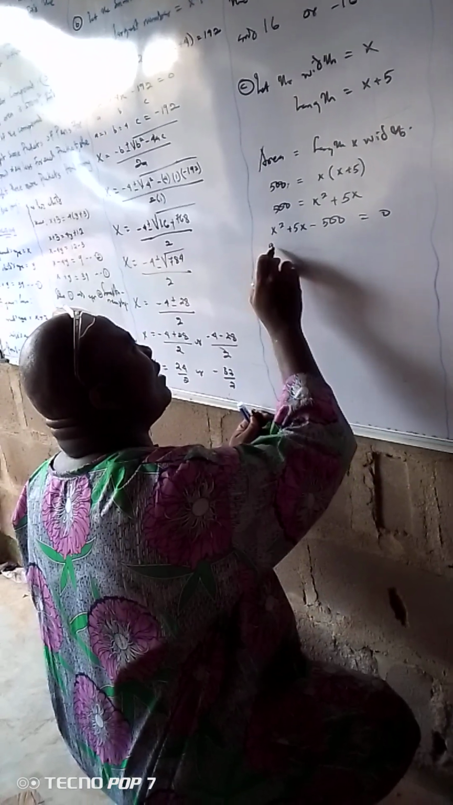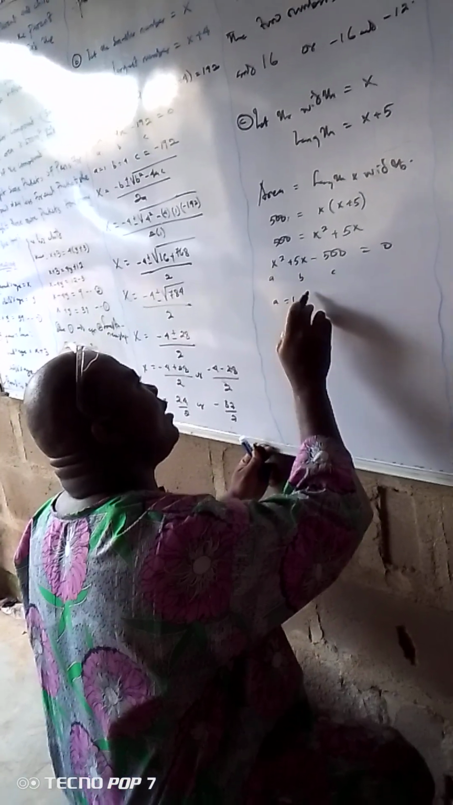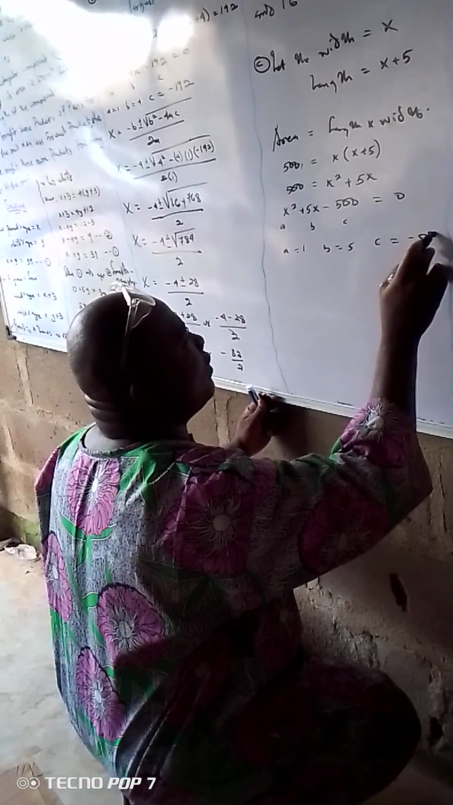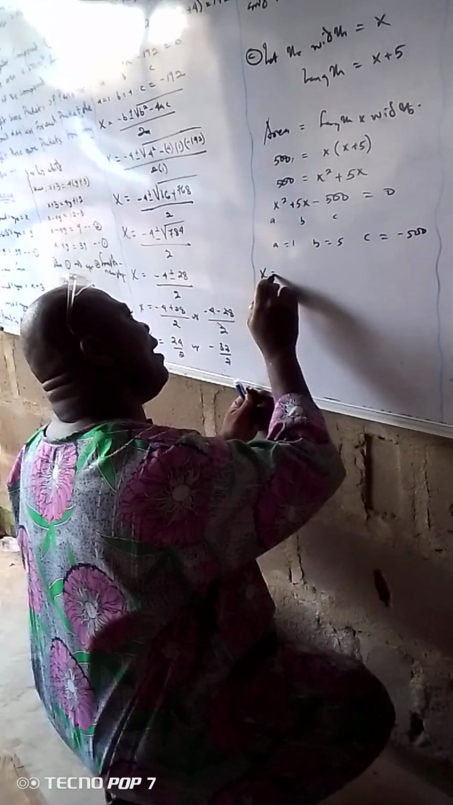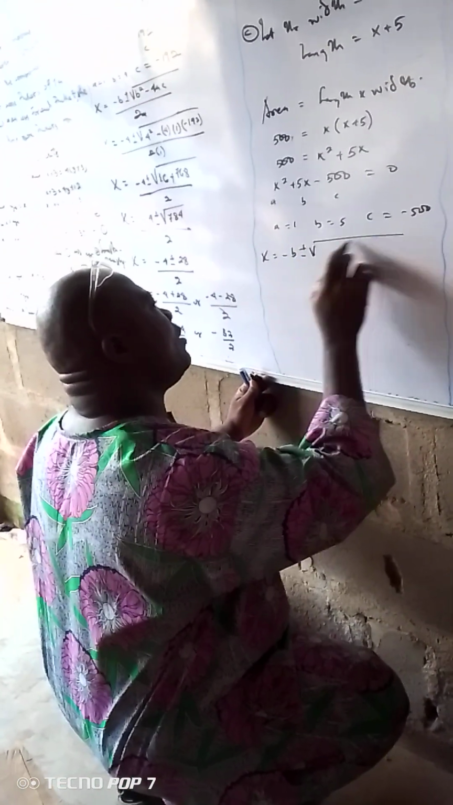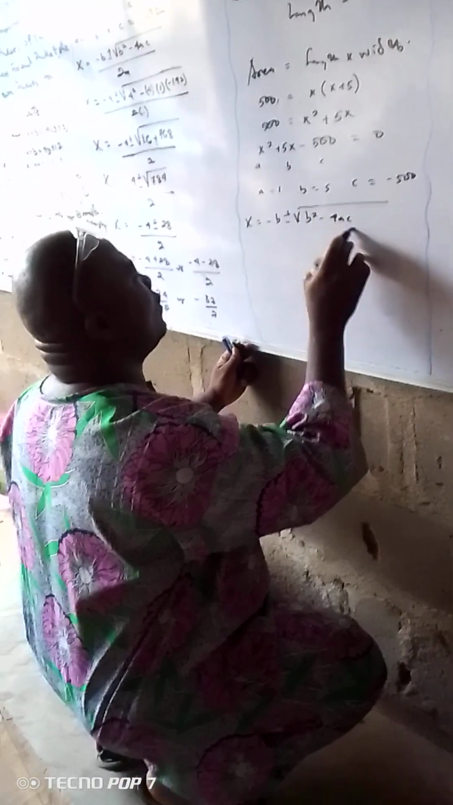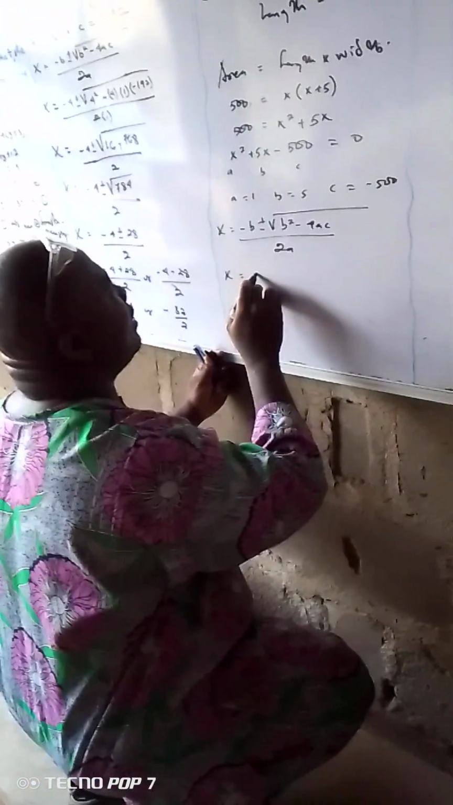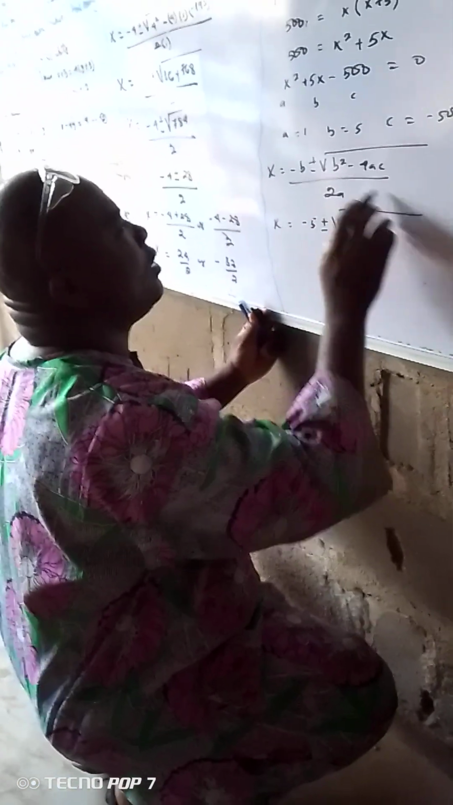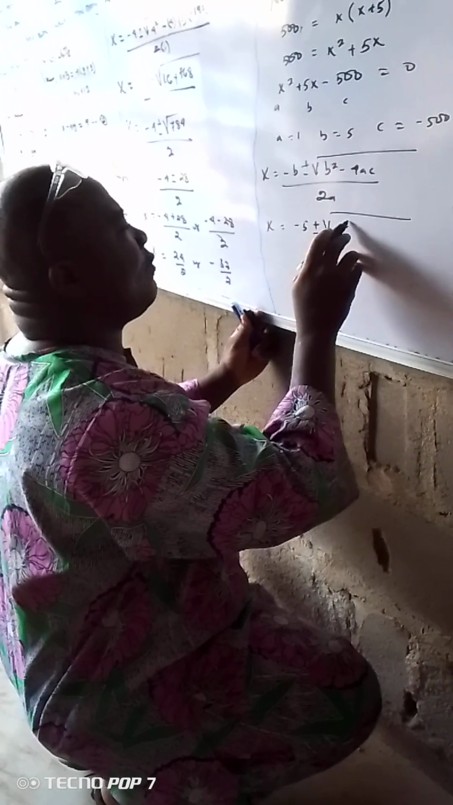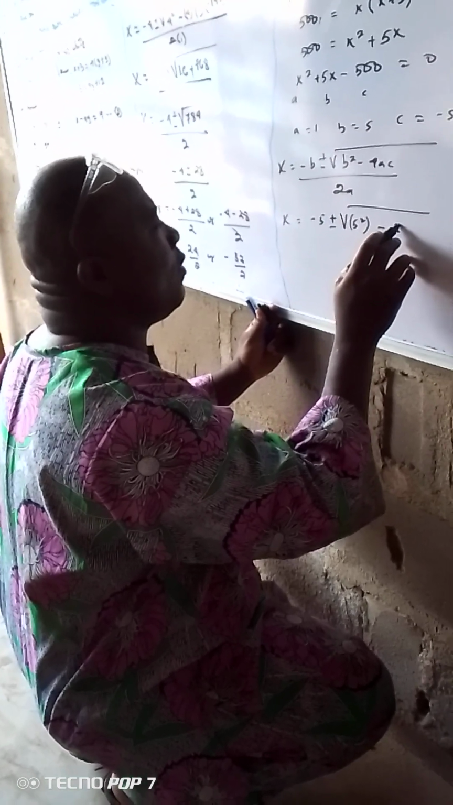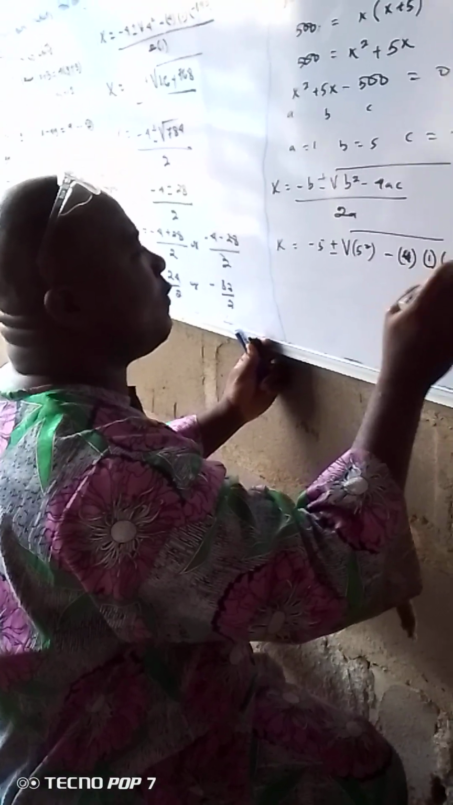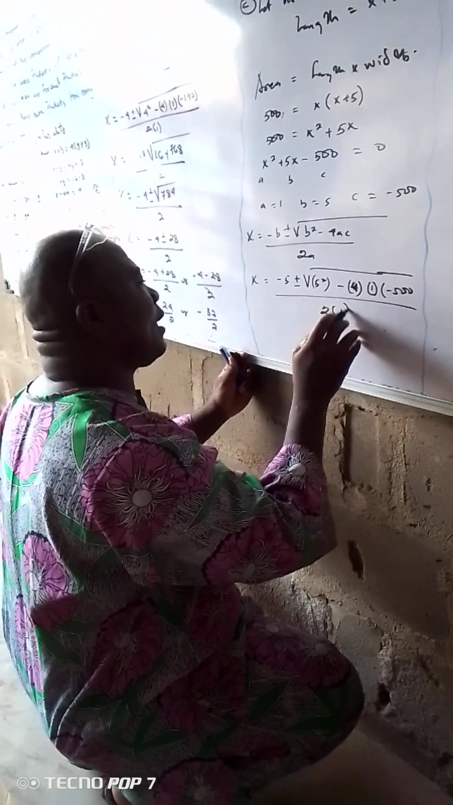So let's use the almighty formula. That's ABC. Our a is 1, b is the coefficient of 5, c is the constant term, minus 500. So therefore, our x is minus b plus or minus the square root of b squared minus 4ac, divided by 2a. So we are going to have minus 5 plus or minus, our b is 5, 5 squared minus 4 bracket our a, which is 1, our c, minus 500, all divided by 2 bracket 1.